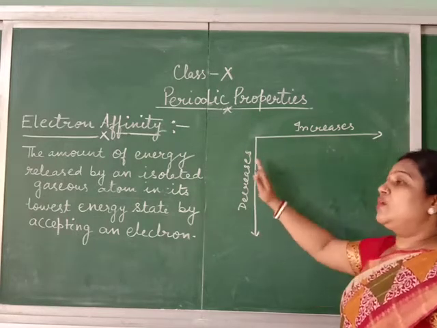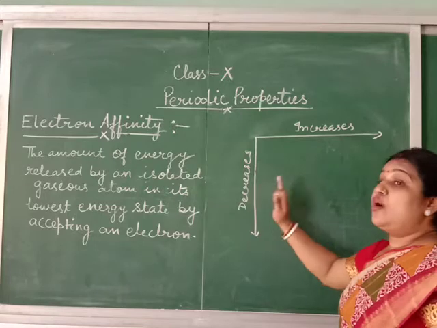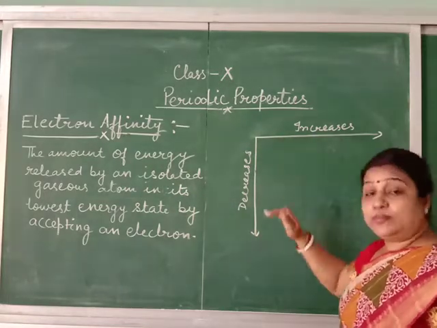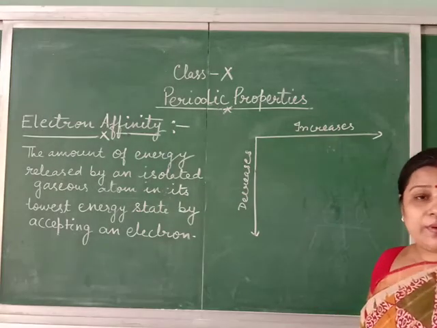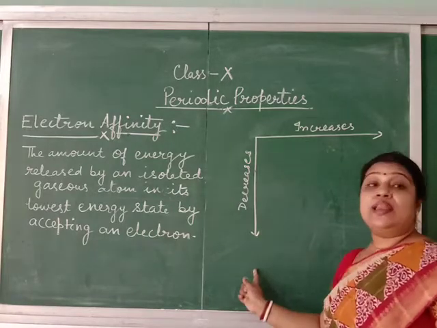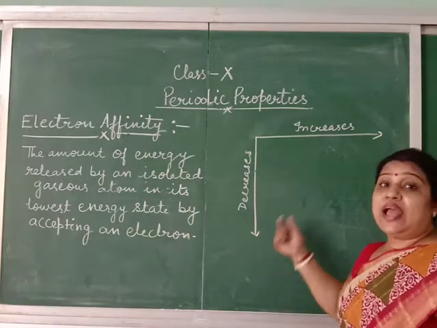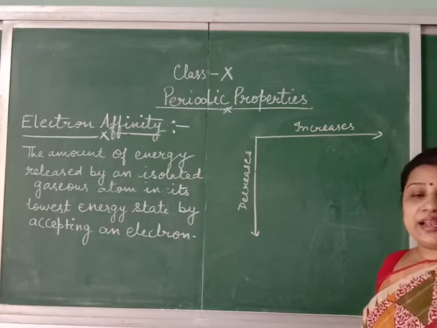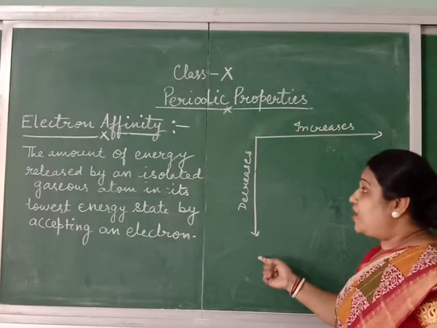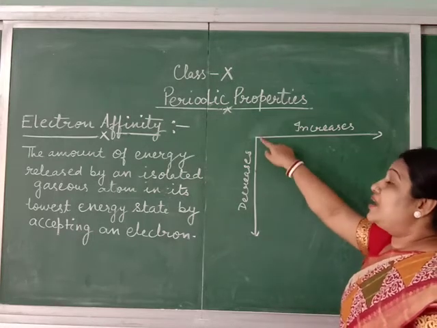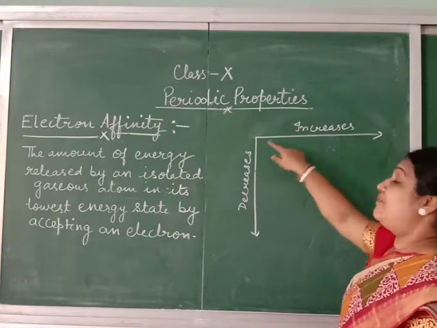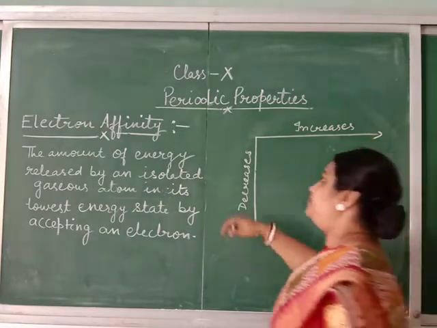It decreases top to down. Why? Because the number of shells increases, meaning atomic size increases. The nuclear pull becomes less, meaning the outermost shell has less attraction, and that is why less energy is released at the time of accepting an electron. So the trend of electron affinity is that it decreases from top to bottom and increases from left to right.